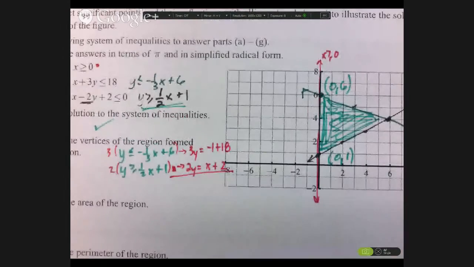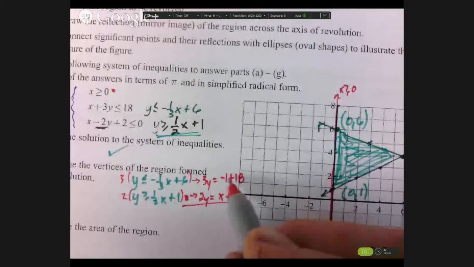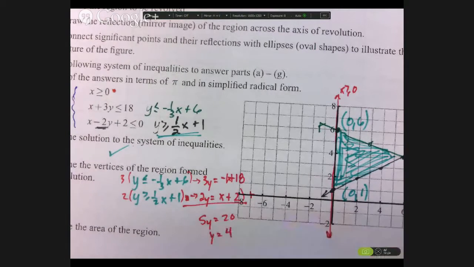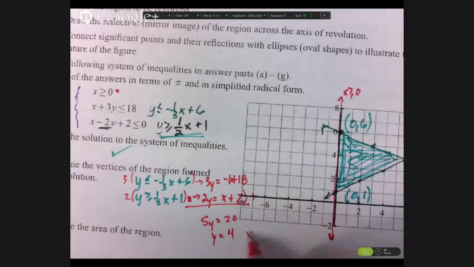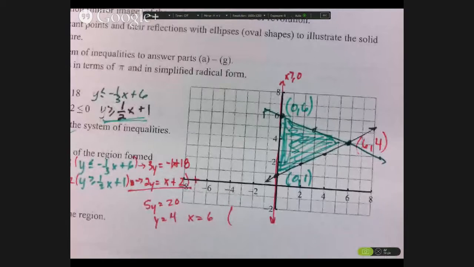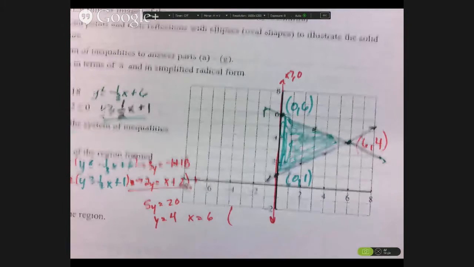So if I add these, I get 5y equals 20, y equals 4, plug it in, x equals 6, I believe, right? So you probably could have guessed that graphically, right? But again, you can't guarantee that every time, so be careful.